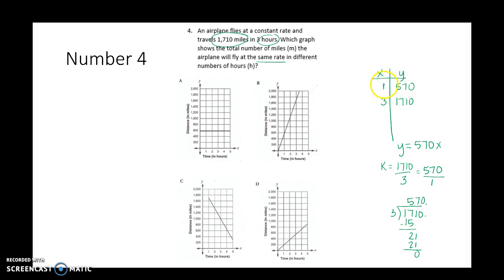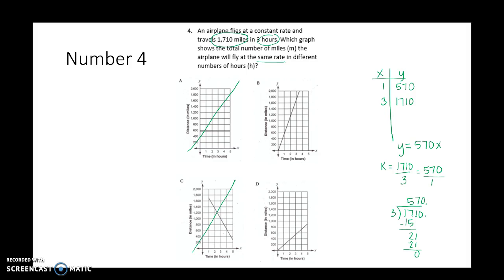So as the number of hours increases, the miles is increasing, right? So is this showing an increasing relationship? No. Is this one showing an increasing relationship? As time goes, it's going less distance. Well, that's not what the problem's explaining. So I'm already down to 2 graphs.